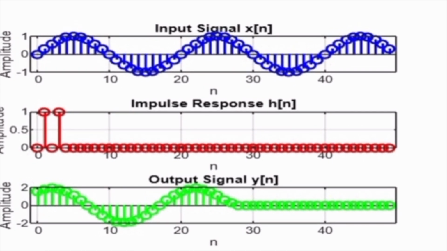The peaks in the output signal happen when the input aligns with the delayed impulses at n equals 1 and n equals 3, where the system adds the delayed signals. The flat part of the output shows where no alignment occurs, so no summation happens there. This analysis helps us understand how discrete systems modify signals, and, for example, this is useful in designing filters or communication systems.